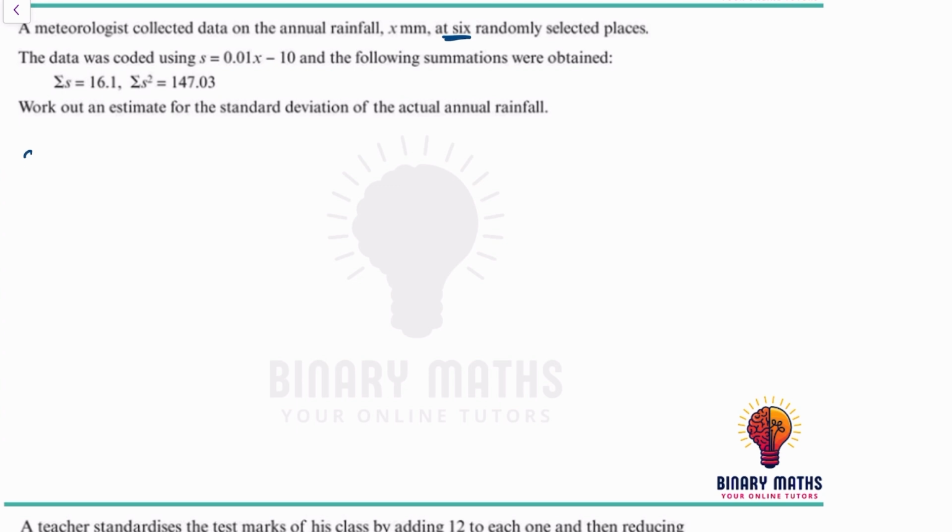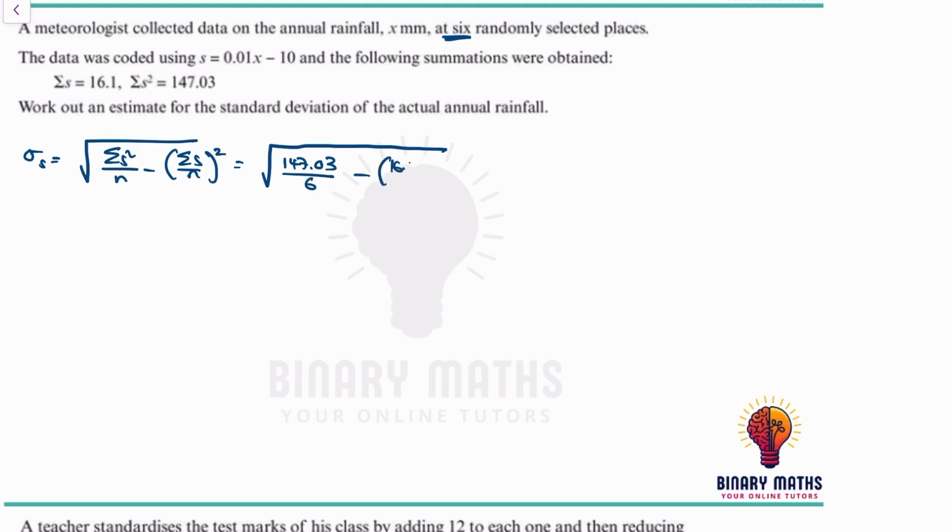So first thing we need to do is work out the standard deviation of the coded data, which is equal to the square root of sum of s squared over n minus (sum of s over n) all squared, which is equal to 147.03 over 6 minus (16.1 over 6) all squared, and we end up getting 4.159894497.